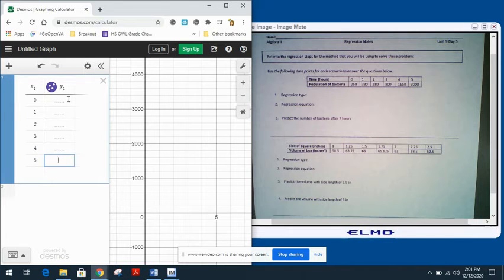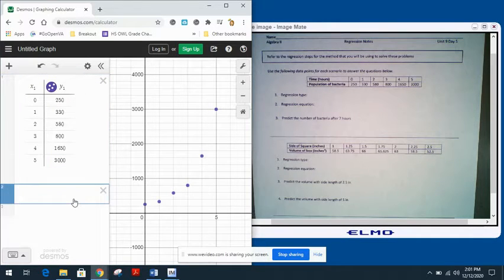And then the y values are 250, 330, 580, 800, 1650, and 3000. When I look at it, that looks like it's exponential. So if I were to connect our dots, it looks like it's exponential. So even before we do it, we're going to check it out.